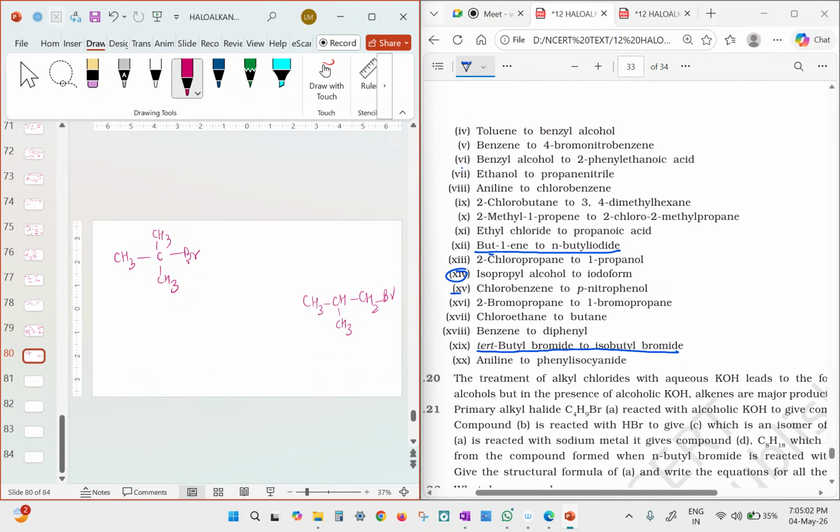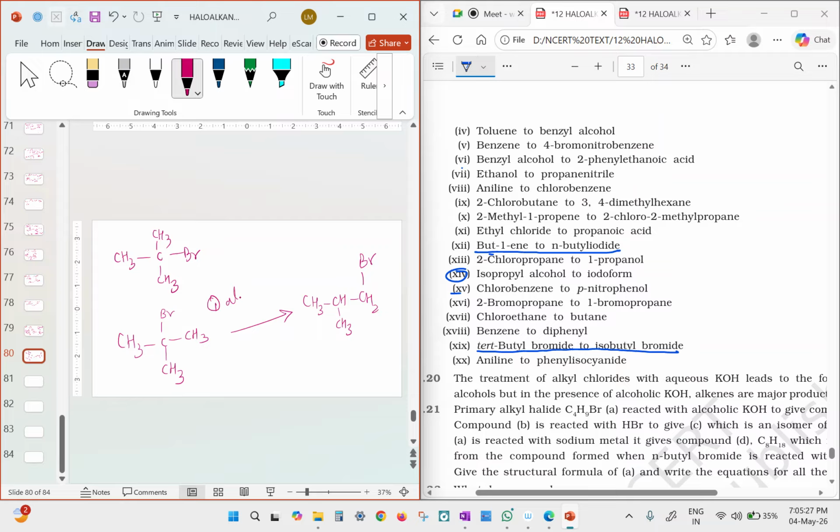See, look at it, if I put it like this, will it help? See, CH3, CBr, CH3 and CH3. Will it help? This to this. You want to shift the position of the Br. Can we remove Br and then add it? Yeah. That's all.